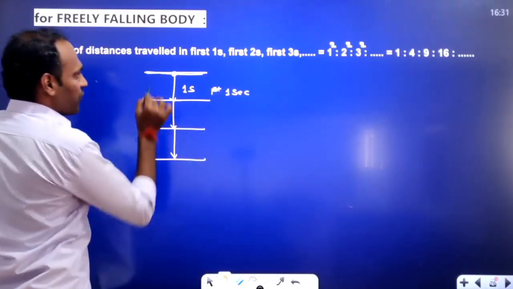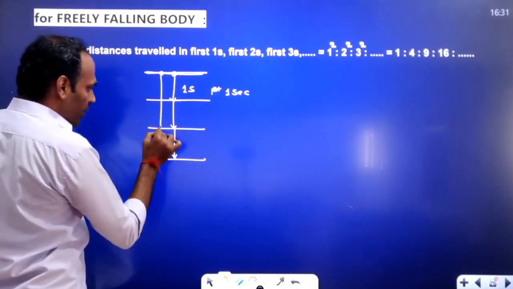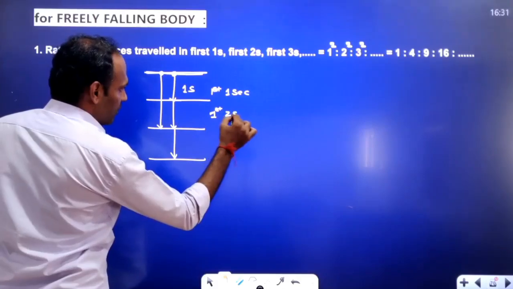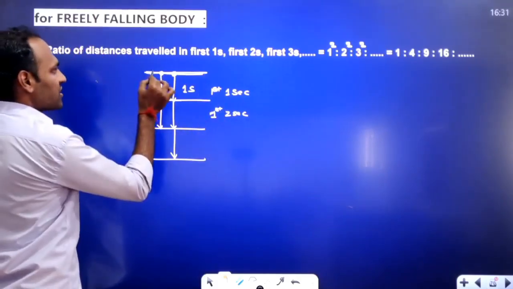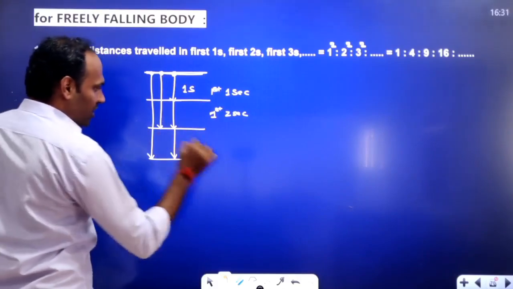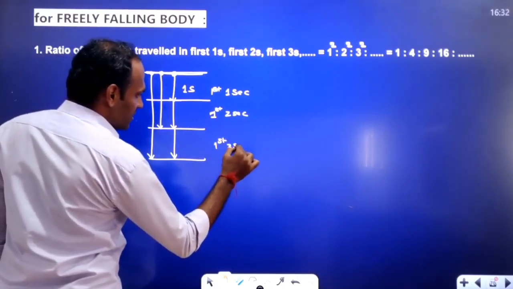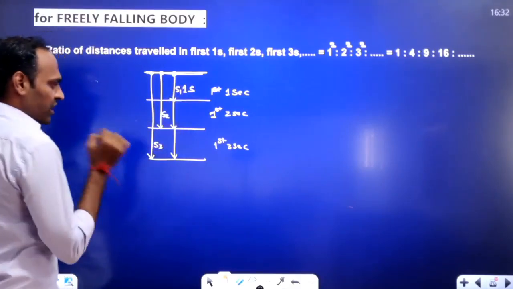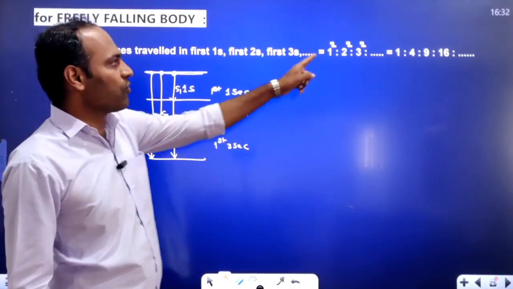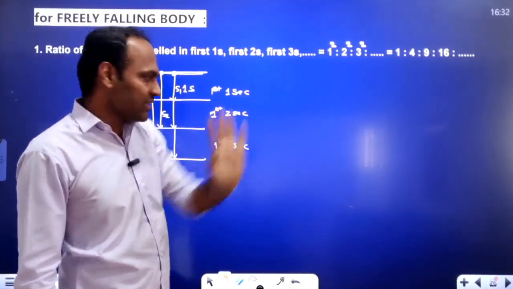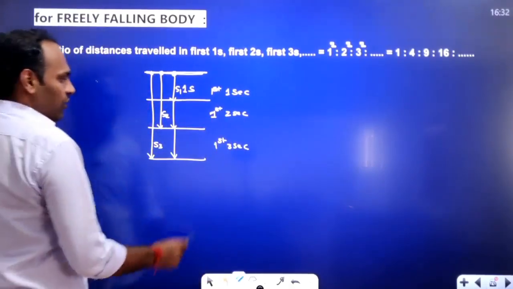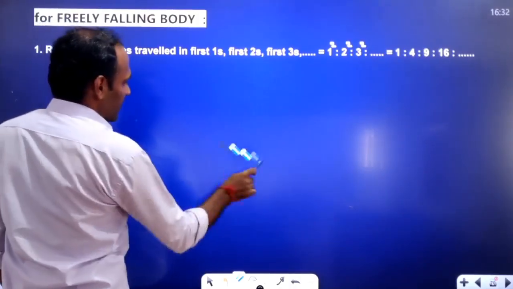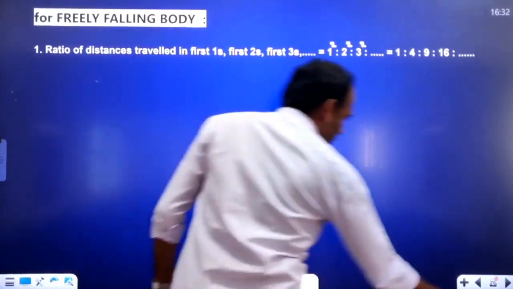First 2 seconds means from the starting point to this point. First 3 seconds means from the starting point to this point, right? So if we take the distances s1, s2, s3, they will be in the ratio 1 square is to 2 square is to 3 square. It means right from the starting point itself we are taking. This is the first point which you have to remember.